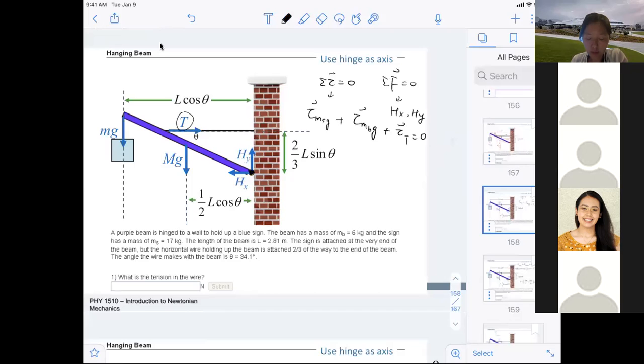Would anybody be able to tell us how I write down the torque from the weight of the sign, the mg right here? You use distance times the force and give it a sign, whether it's positive or negative. Positive being counterclockwise, negative being clockwise. So how do I write down this first term?